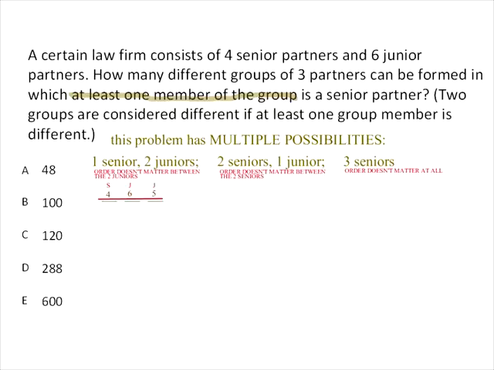We divide by 2 factorial. And if you want, you could divide by 2 factorial, 1 factorial, if you want. I mean, you can include the 1 factorials. You can say I have 2 interchangeable juniors and 1 interchangeable senior. You can do that. Okay, so that's 4 times 6 times 5 over 2 factorial.